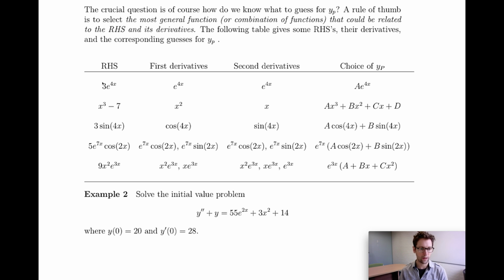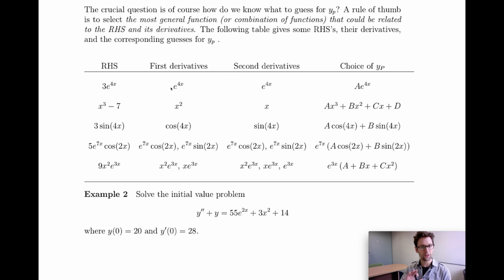So let's take a look at some different examples of that. For example, if my right-hand side r of t, or r of x in this case, is equal to 3e to the 4x, I'm going to look at a possible yp that involves this expression and all its derivatives. Its first derivative is just e to the 4x.